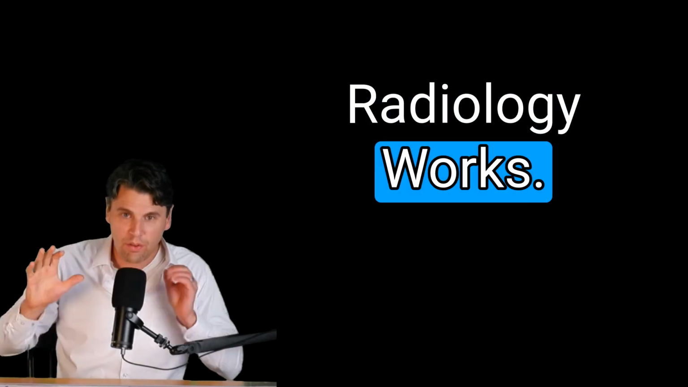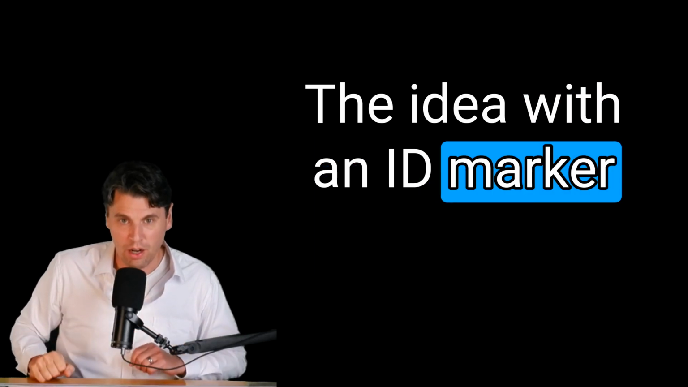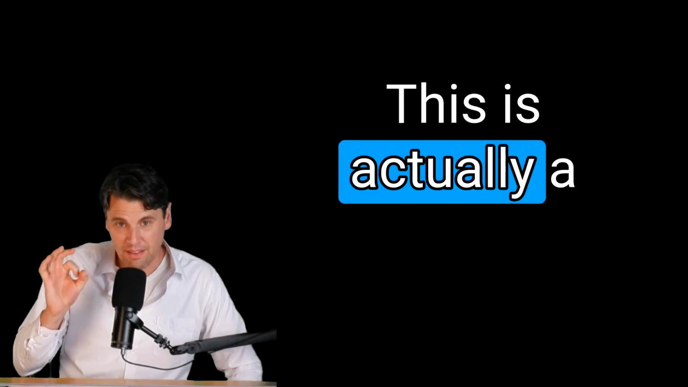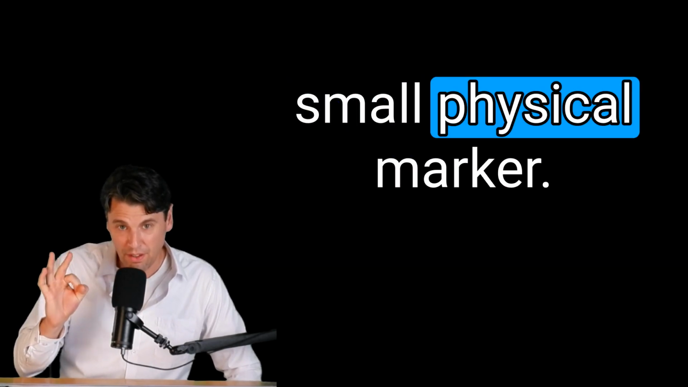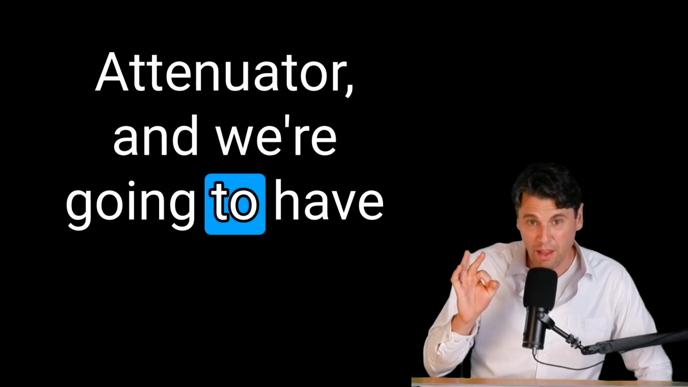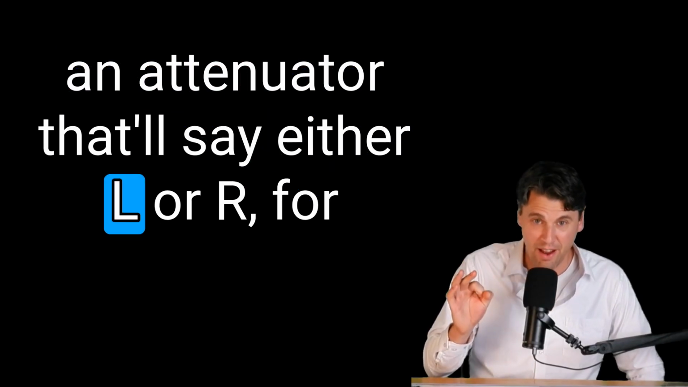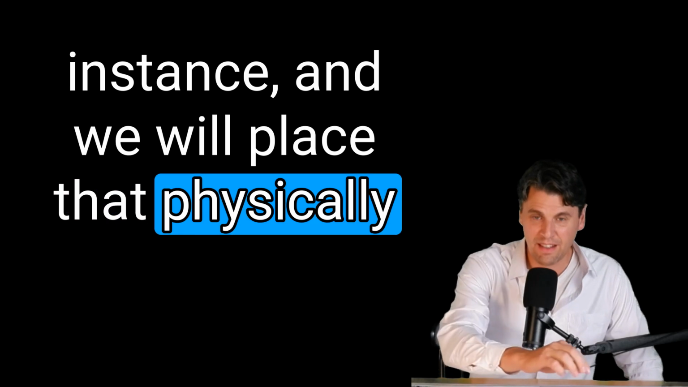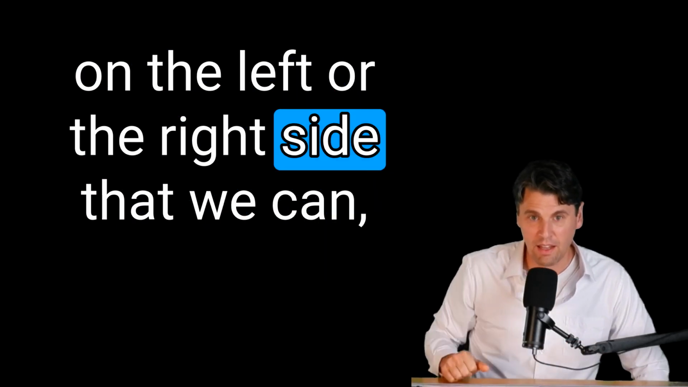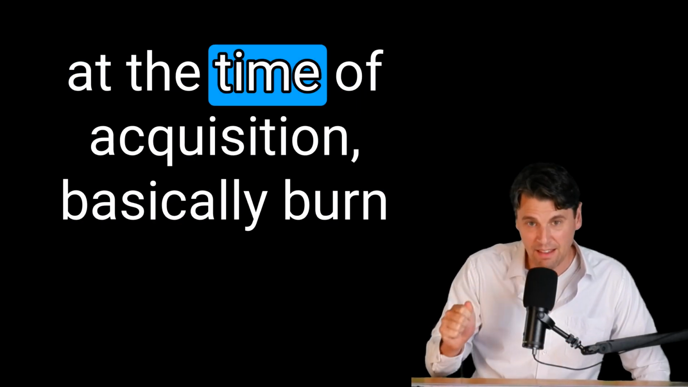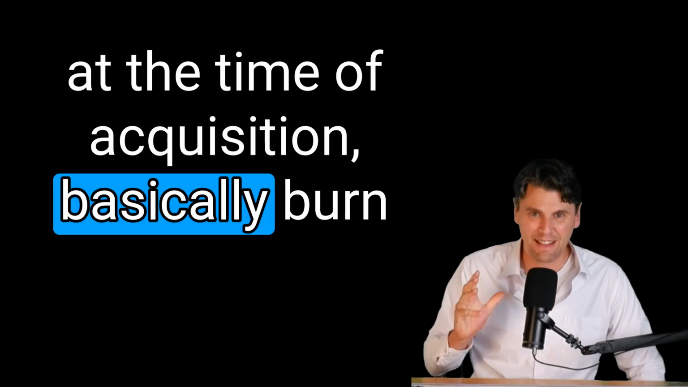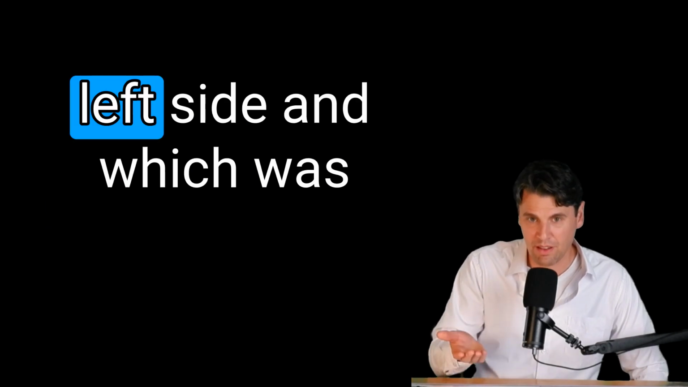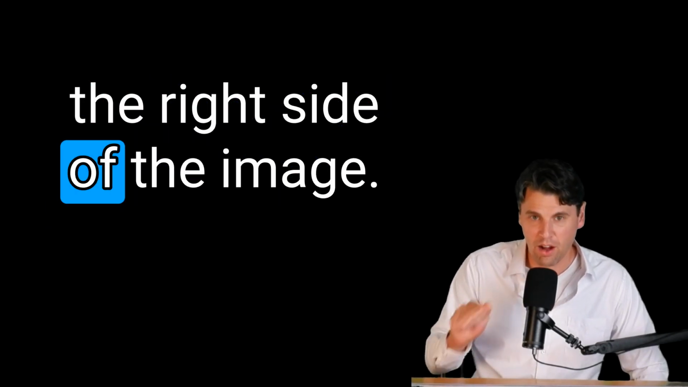Radiology Works. The idea with an ID marker is that we will take a marker. This is actually a small physical attenuator, and we're going to have an attenuator that'll say either L or R, for instance, and we will place that physically on the left or the right side so that we can, at the time of acquisition, basically burn in the geometry that was used, which was the left side and which was the right side of the image.